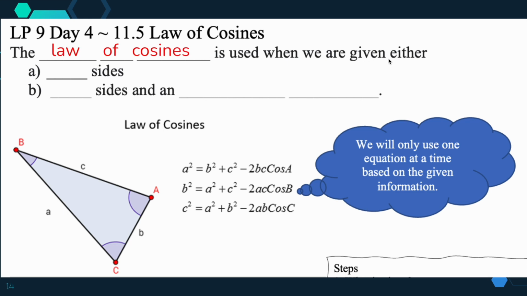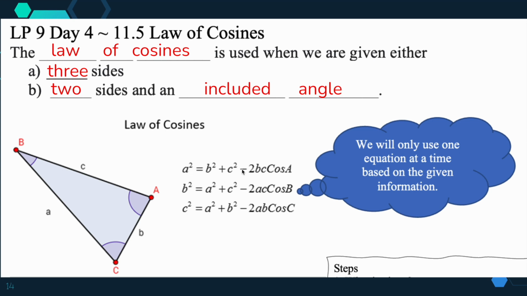The law of cosines is used when we're given either all three sides and no angles, or two sides and an included angle. If I'm given two sides and an included angle, I can't use the law of sines. Remember, the law of sines is three ratios, and I need at least three pieces, including something opposite. So if I were given c and b and angle A, well, now I have side c, but I don't have angle C. I have side b, but I don't have angle B. I have angle A, but I don't have side a. So I can't use the law of sines there. I have to use something else, which is the law of cosines.